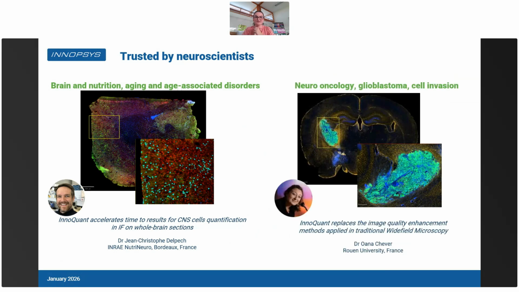Dr. Oana Chauvert works on the glioblastoma, so she was the researcher who provided this nice brain slide that I just showed you. And for her, InnoQuant really has about the same image quality as other types of microscopes or scanners that use an algorithm to enhance the quality of their image. So it's really interesting because without any post-processing, you can have an image as good as an image that has been modified. So it means that you can really trust the raw data to obtain really robust results in your analysis.